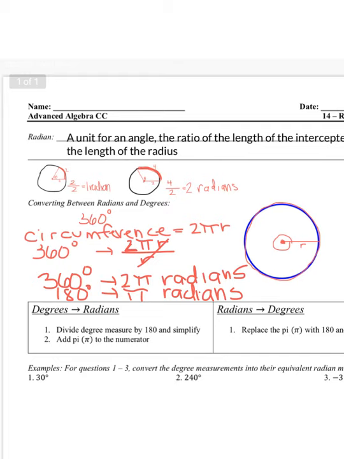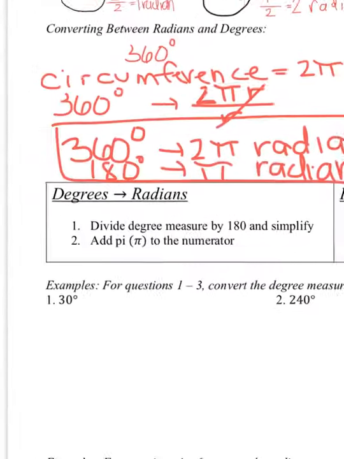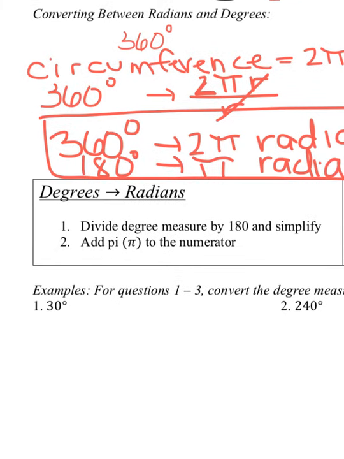It's not a variable. So these are two important ones that you guys should know. 360 degrees is 2 pi radians, and 180 degrees is pi radians. Okay? So this is the conversion rules. If I give you a degree measure and I ask you to convert that into its equivalent radian measure, you are going to take the degree measure and divide it by 180 and then simplify. Okay? Divide by 180, simplify that fraction. Then you're going to add pi to the numerator.